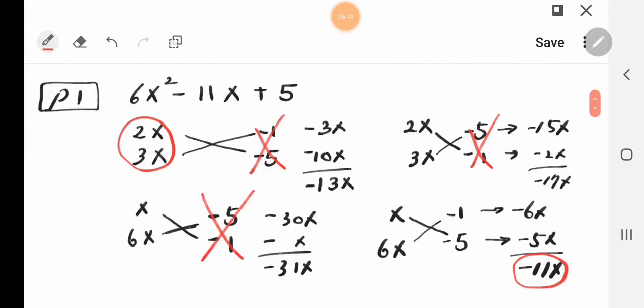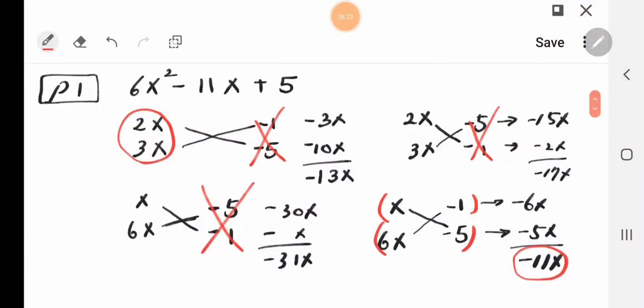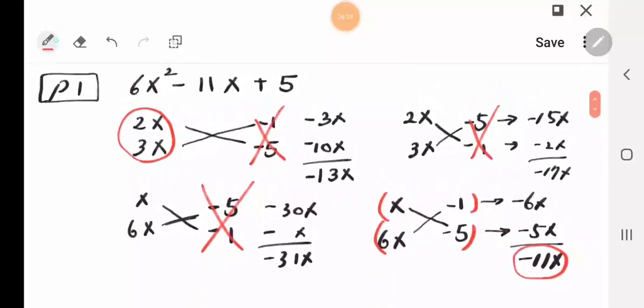So 6x squared must be x times 6x. The 5 is negative 1 times negative 5. So the binomials are the first line and the second line. So you can write the answer. So this is equal to x minus 1 times 6x minus 5.